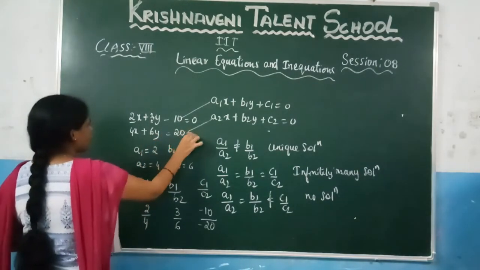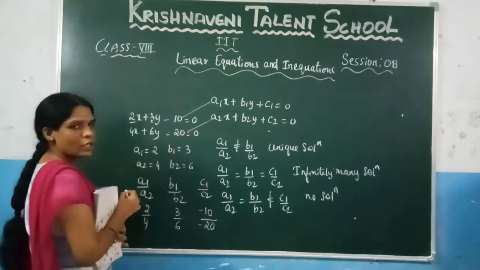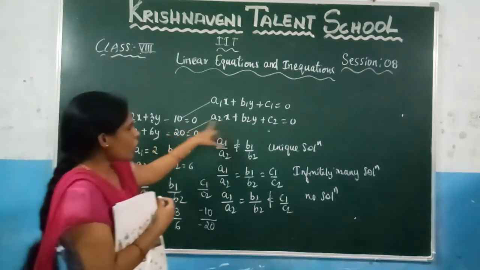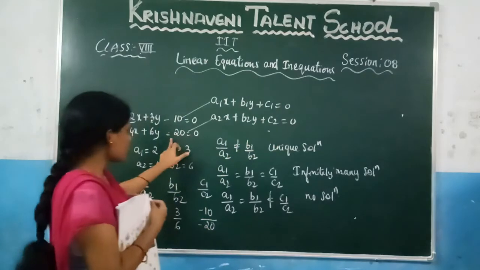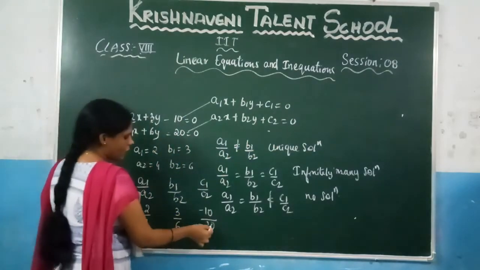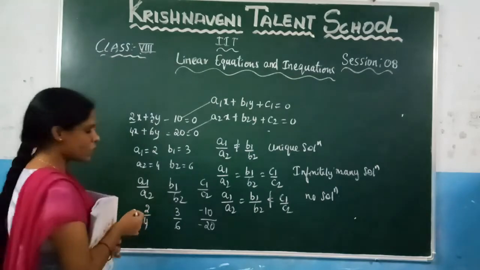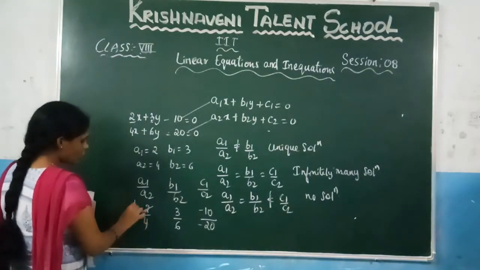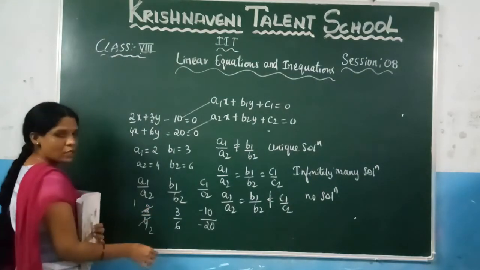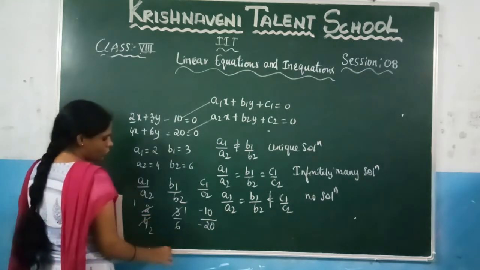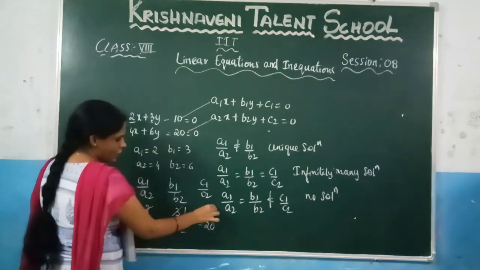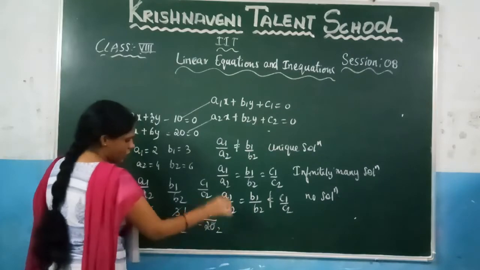So what you will get here is equal to 0. Now again, if you compare, what is the value of c2, which is minus 20. So I have written here minus 10 by minus 20. Now let us cancel these. What you will get here: 2 ones are 2, 2 twos are 4. Similarly, 3 ones are 3, 3 twos are 6. 10 ones are 10, 10 twos are 20.